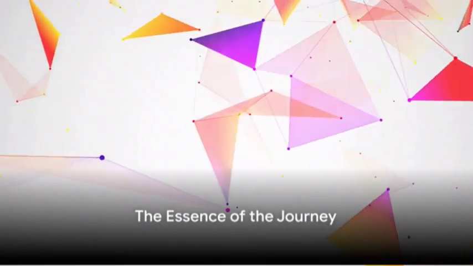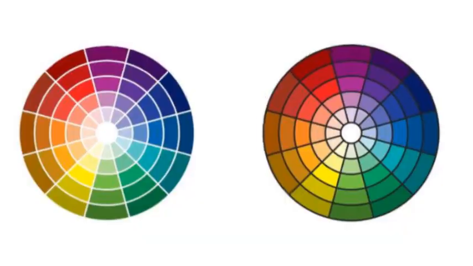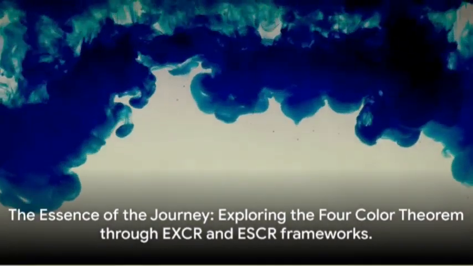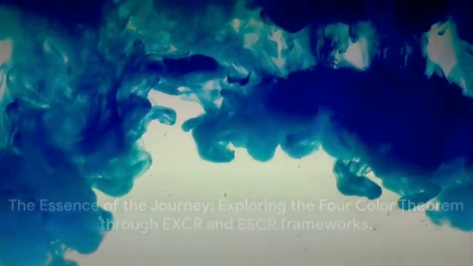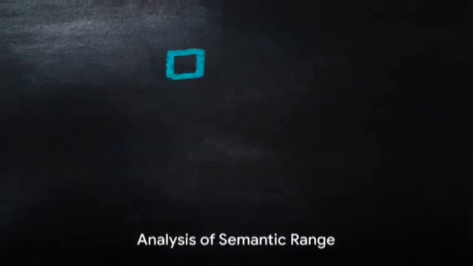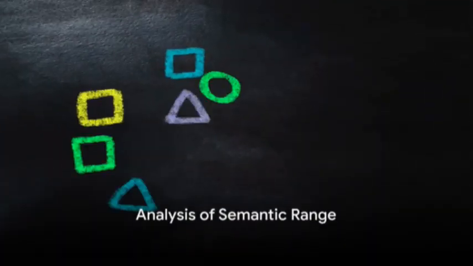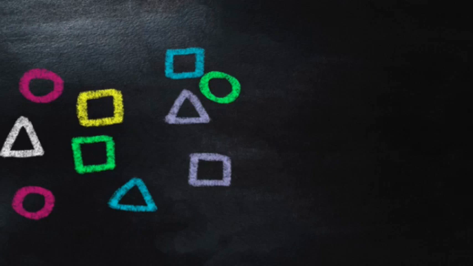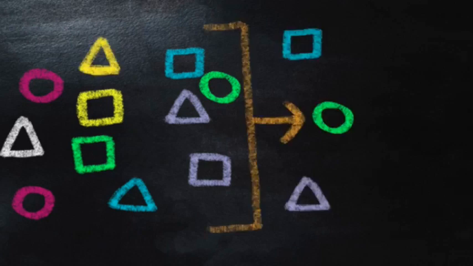the same color. Now imagine the plane as an existential space, the regions as non-intersecting shapes, and the colors as distinguishing semantics. This is the essence of our journey today as we delve into the four-color theorem using the framework of existential computation, XCR, and semantic computation, ESCR. In the world of XCR and ESCR, a color represents a semantic marker, distinguishing filled areas from unfilled ones. The number of colors required in different scenarios is determined through the analysis of existential semantics and semantic range.